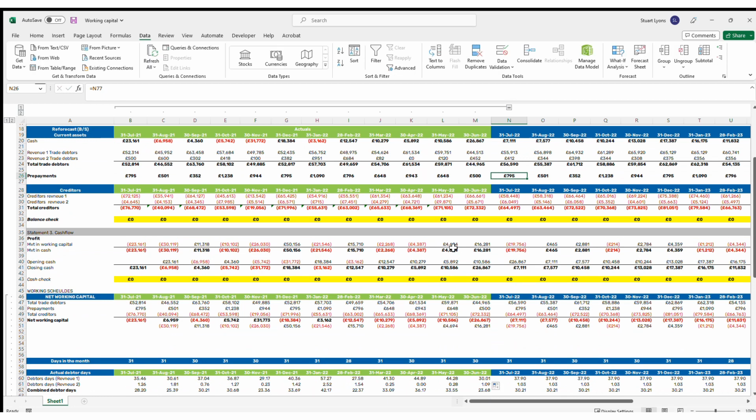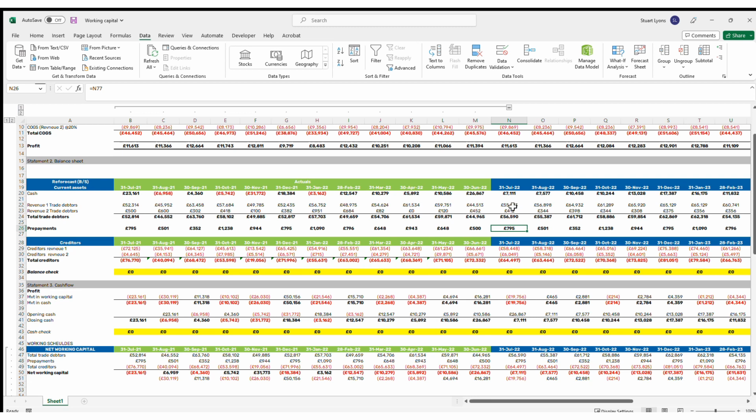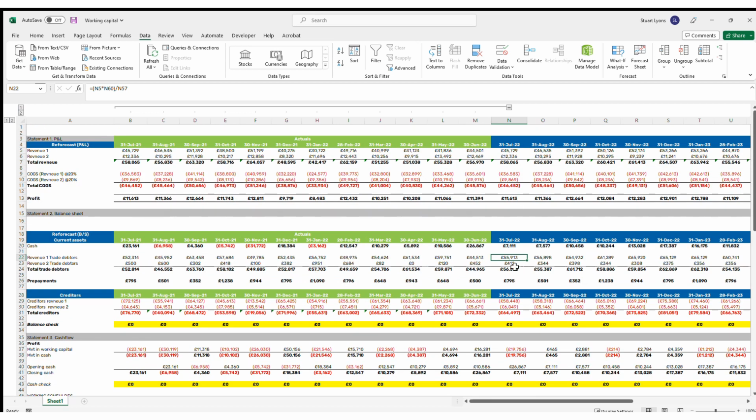And what we've done here is from our P&L, we forecasted our trade debtors. From our cost of goods sold in our P&L, we forecasted our creditors. Using actual data from debtor days and creditor days, we backward reworked those formulas to give us our forecast balance sheet.